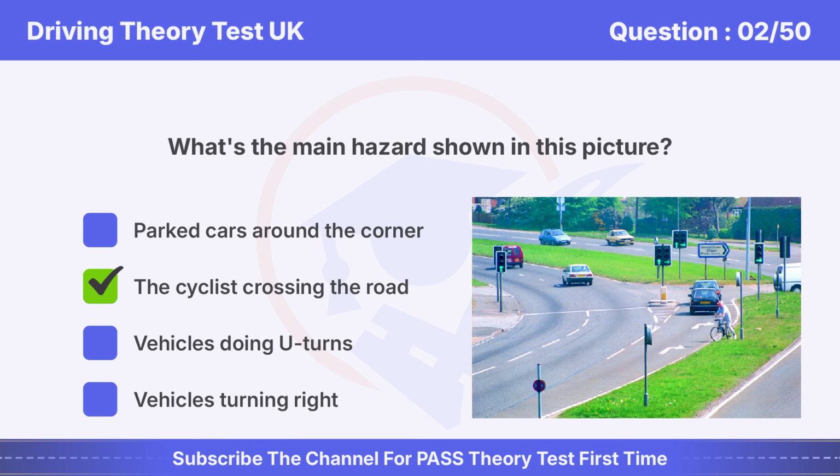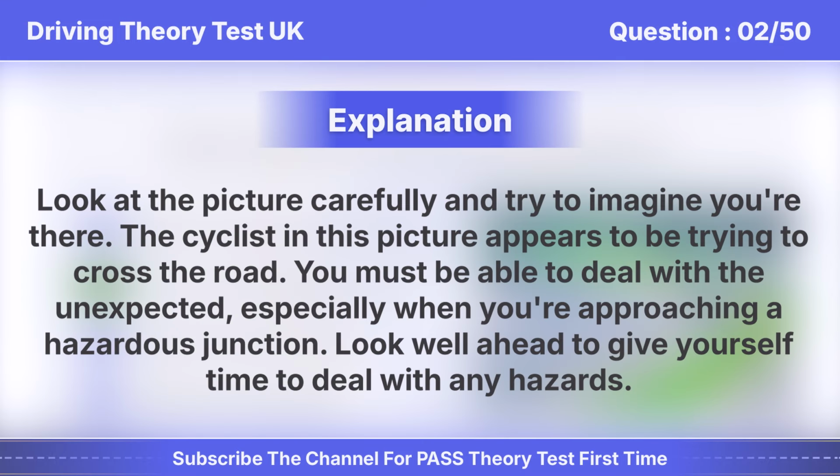Answer is B. The cyclist crossing the road. Look at the picture carefully and try to imagine you're there. The cyclist in this picture appears to be trying to cross the road. You must be able to deal with the unexpected, especially when you're approaching a hazardous junction. Look well ahead to give yourself time to deal with any hazards.